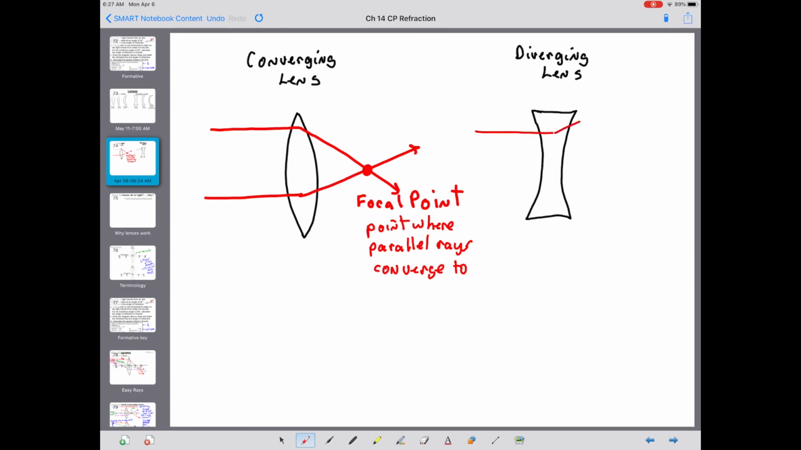For a diverging lens, those parallel rays went through the lens and they went apart. Well, as they went apart, if we can follow those rays back, like your eyes would, those rays would have appeared to have initiated from a single location, and that would be the focal point of that diverging lens. So for a diverging lens, it is the point where parallel rays appear to originate from.